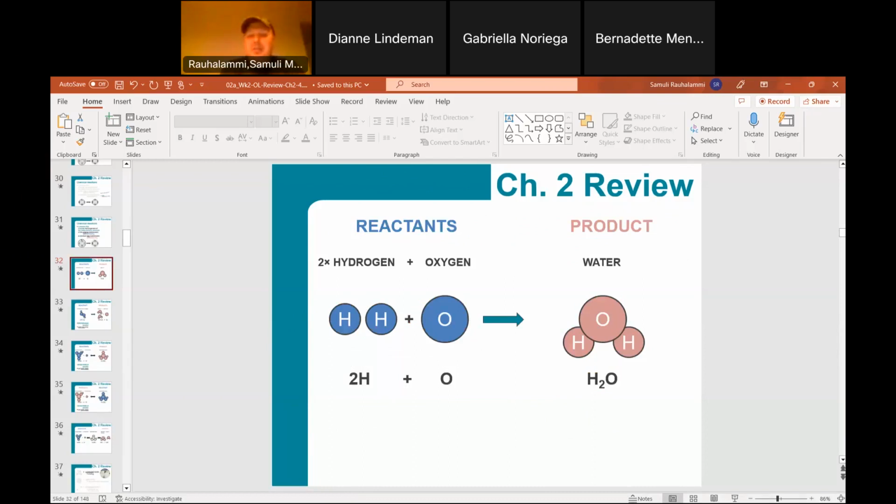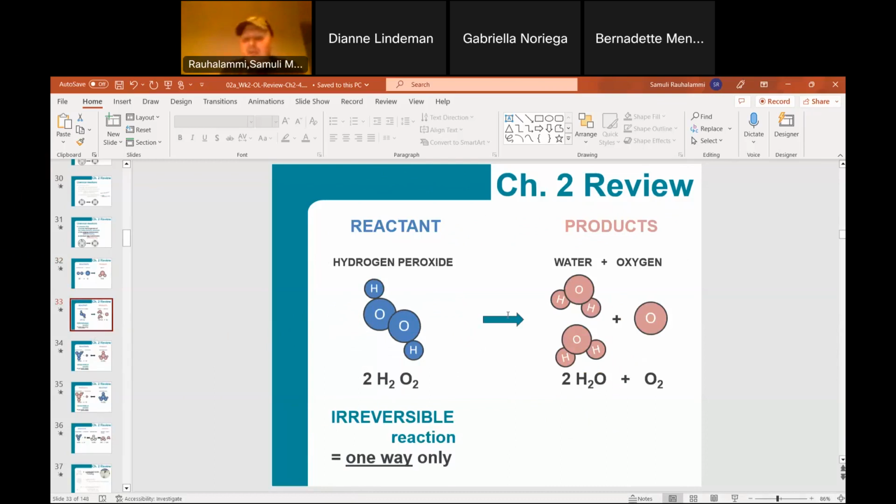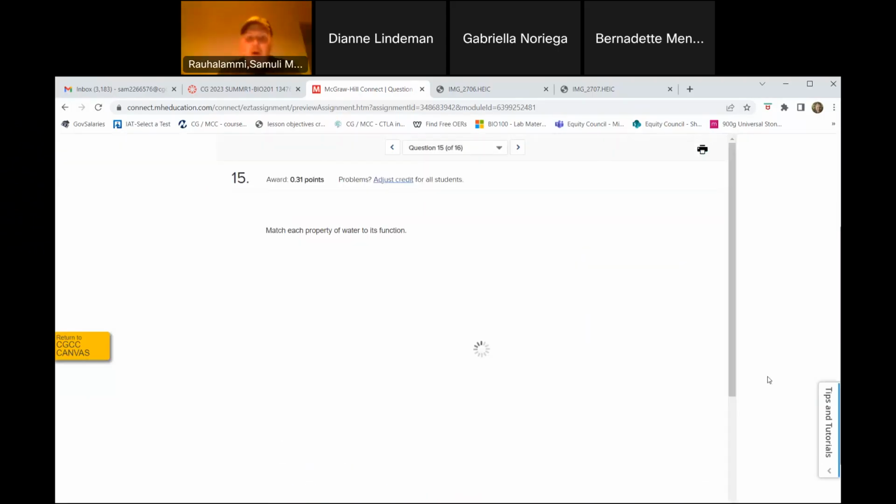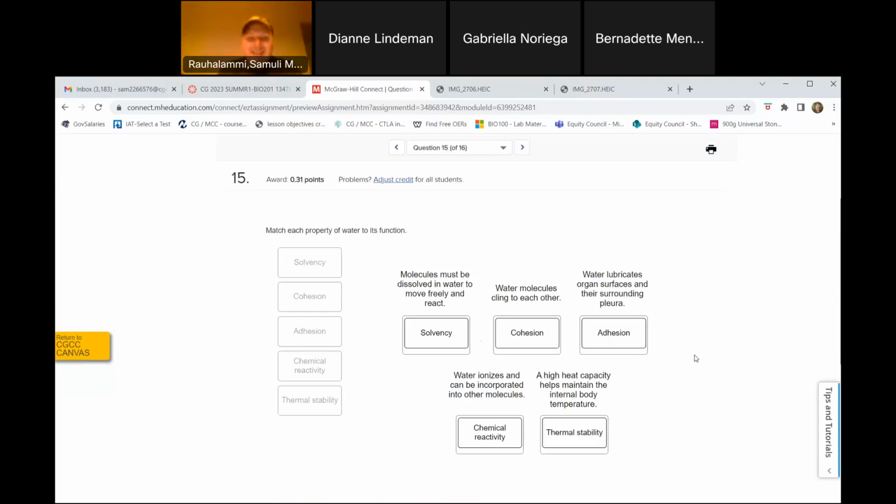Typically, many chemical reactions just move in one direction, so they are irreversible chemical reactions. But we have sometimes chemical reactions where it can move back and forth, so they are reversible chemical reactions. So that was all I wanted to show, the products and reactants as it relates to that question of the quiz. Continuing onwards, we have statements and we're matching terms with that.